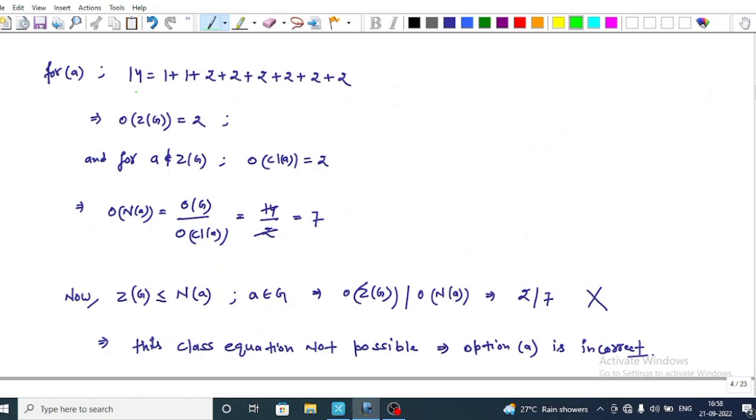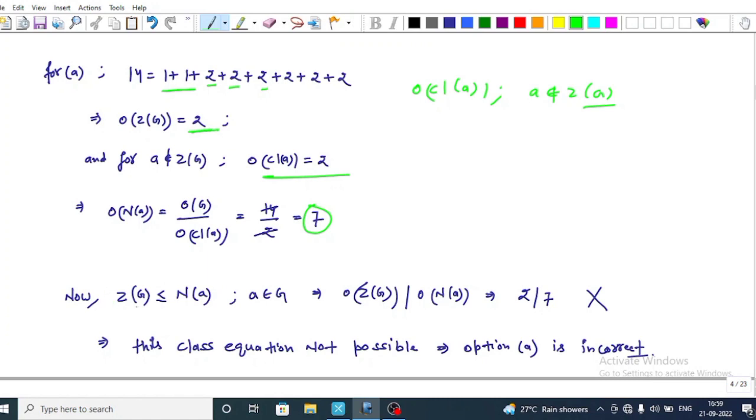For option A, we have given that 14 equals 1 plus 1 plus 2 plus 2 plus 2 plus 2. We notice that from this classification, order of Z(G) equals 2, because 1 repeats 2 times. Now for a not belonging to Z(G), order of conjugate class is equal to 2. Using result 3, order of N(a) equals order of G upon order of conjugate class of a, that is 14 upon 2, which equals 7.